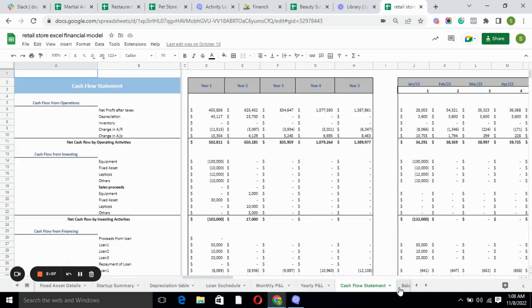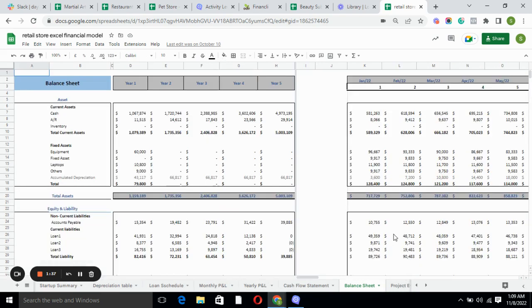Cash flow statement basically includes the net cash flow by operating activities, cash flow from the financing activities, and cash flow from investing activities. Moreover, it tells you whether the cash is generated from the operation, cash flow from operations, cash flow from investing, or cash flow from financing. Furthermore, it tells you the outflow and inflow of the cash, which is very important for the business.